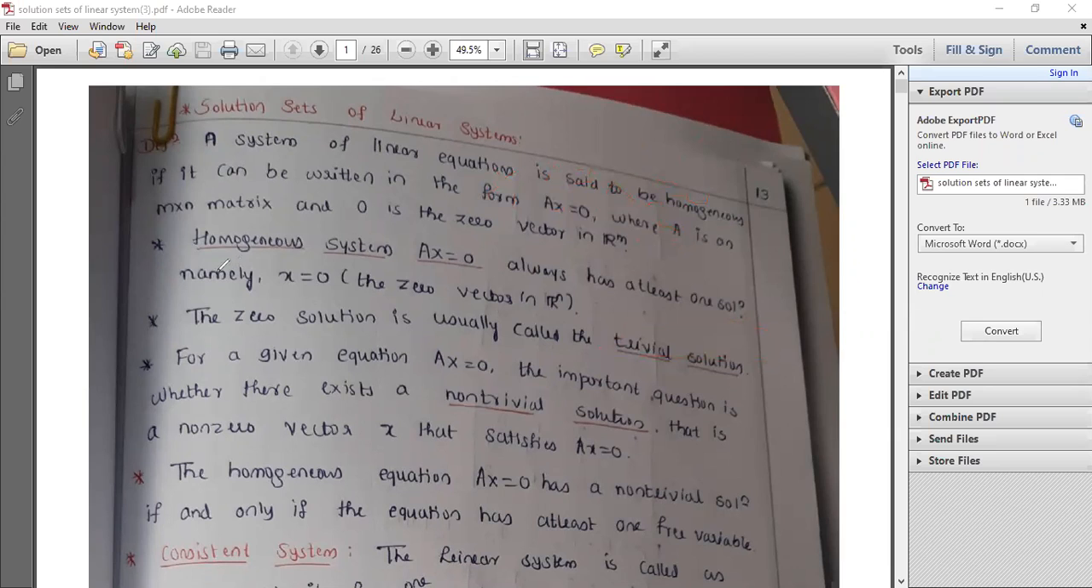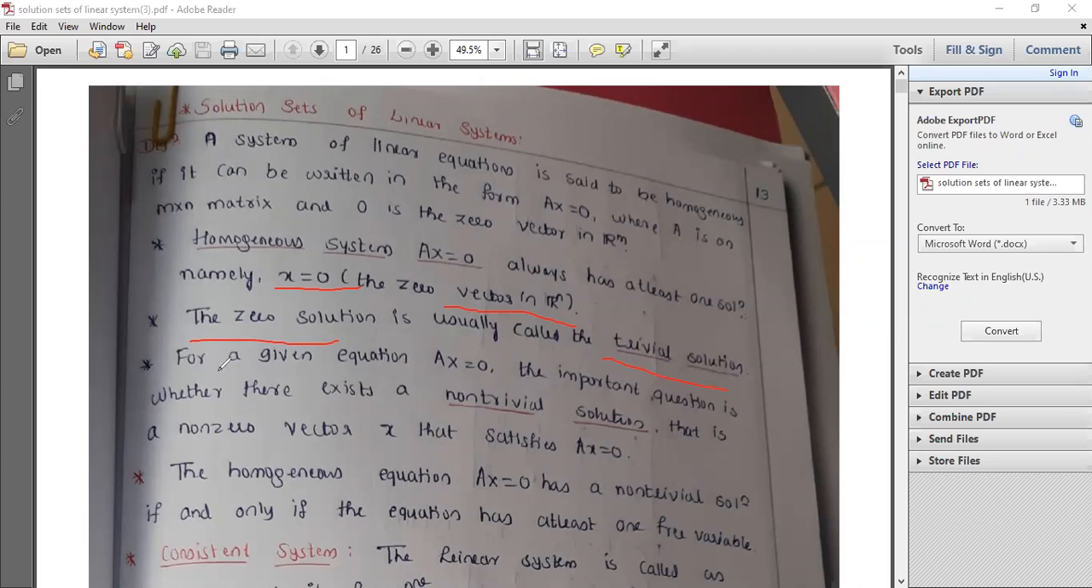So remember, a homogeneous system will have at least one solution, namely x equal to 0. In terms of vectors, the zero vector in the nth dimension will always be a solution for the homogeneous system. If it is 3 cross 3, then the solution is in R3. If it is 2 cross 2, the solution is in R2, and so on. This zero solution is called the trivial solution. Trivial means it is always true.